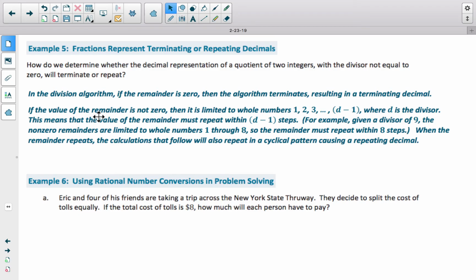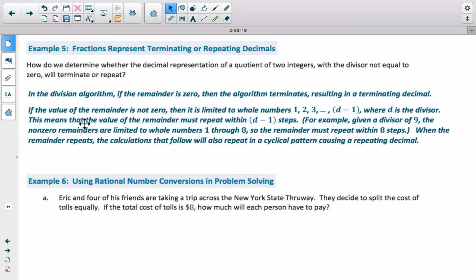Now, if the value of the remainder is not 0, it is limited to just whole numbers all the way up to one less than the divisor: D minus 1, where D is the divisor. Okay? So, for instance, if your divisor is 60, the greatest remainder you can have would be 59. You can't have a remainder that's greater than your divisor, because that just means you could have divided by a greater value. Okay?